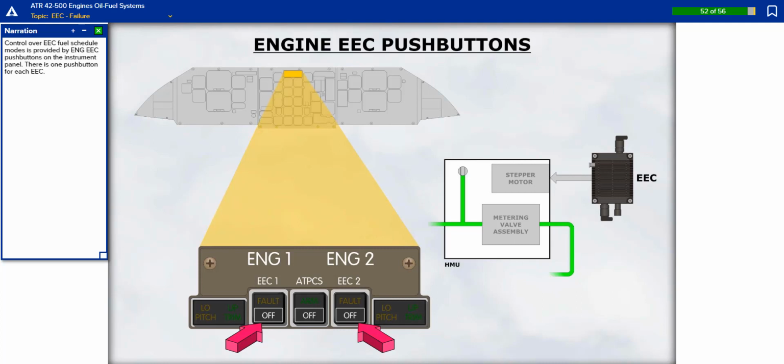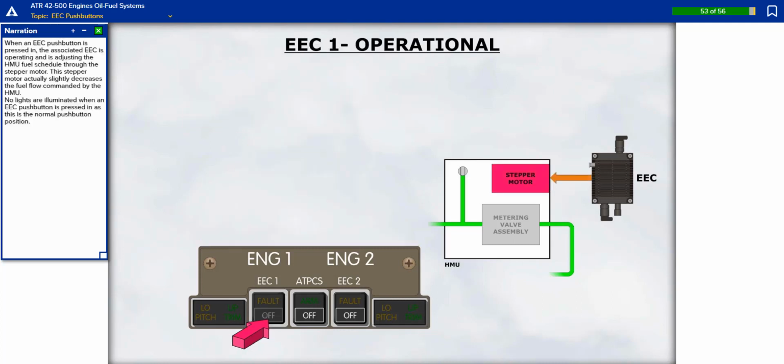Control over EEC fuel schedule modes is provided by engine EEC push buttons on the instrument panel. There is one push button for each EEC. When an EEC push button is pressed in, the associated EEC is operating and is adjusting the HMU fuel schedule through the stepper motor. This stepper motor actually slightly decreases the fuel flow commanded by the HMU. No lights are illuminated when an EEC push button is pressed in, as this is the normal push button position.